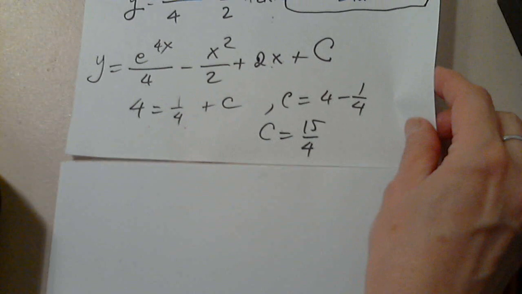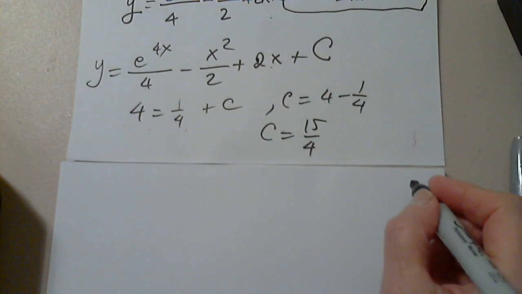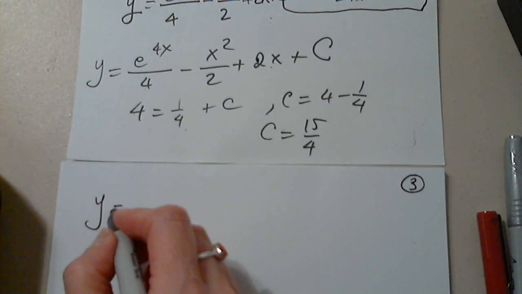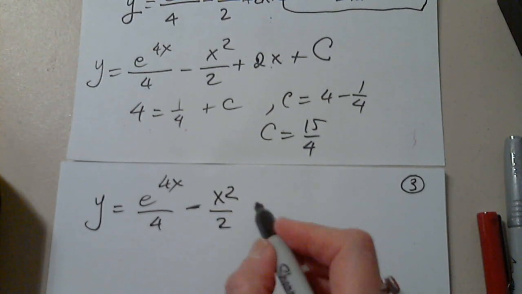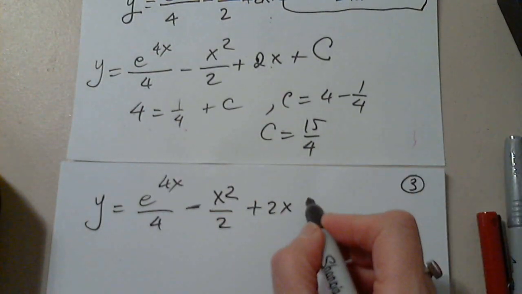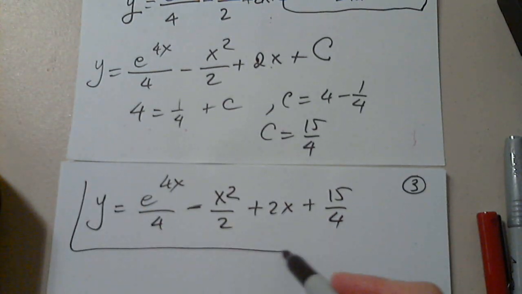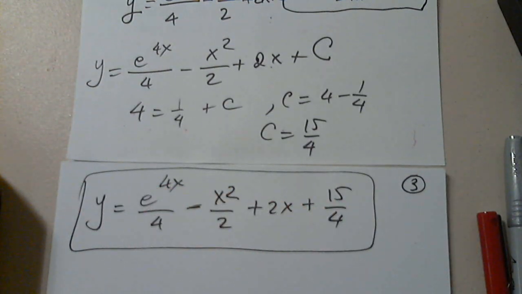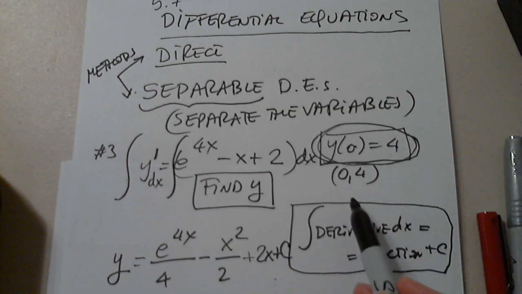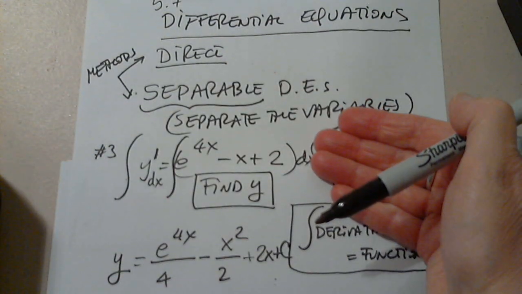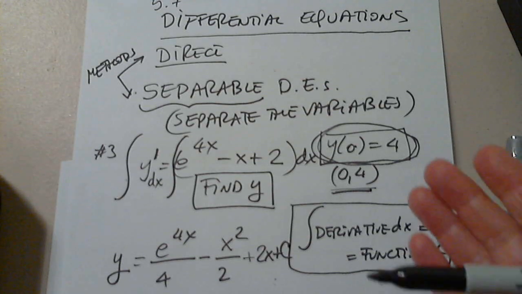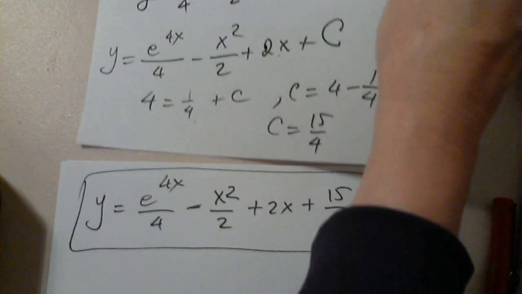We've done this over and over in chapter 4. So I'm going to copy and present the correct form. So y equals e to 4x over 4 minus x squared over 2, as you said, plus 2x plus 15 fourth. This is not the most general antiderivative. It's the specific antiderivative because we are given the initial condition to determine C. If we don't have an initial condition, then this is the final answer. But we have the initial condition helping us determine C.